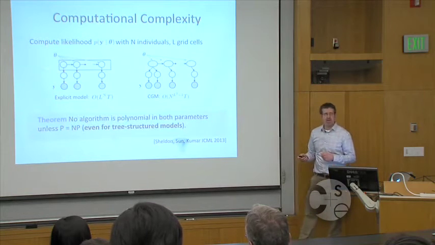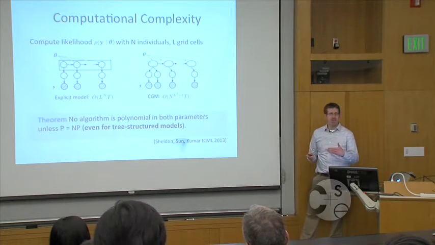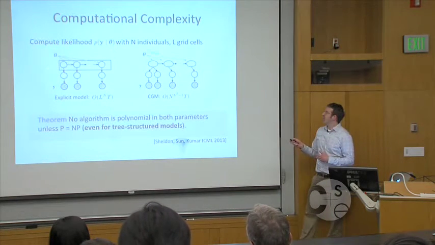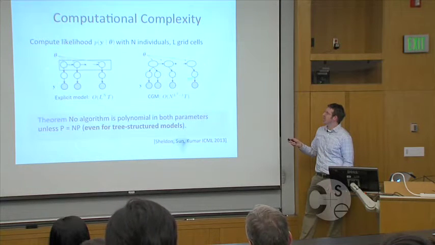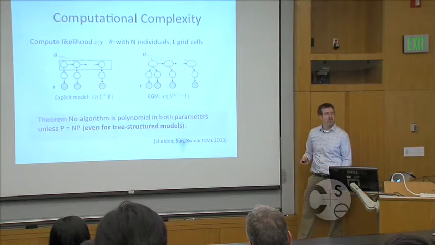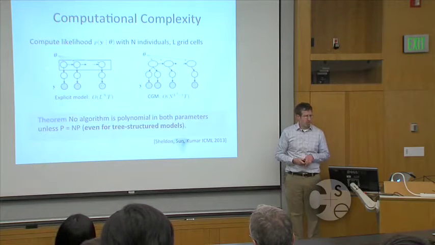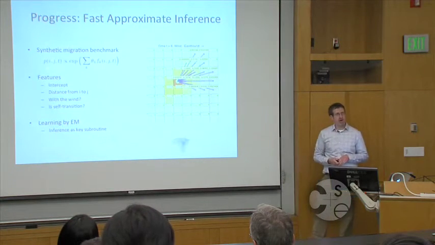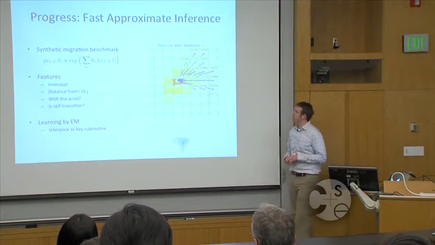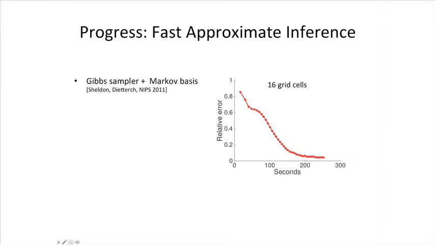Okay, so that's what EM is doing. And what I want to highlight there is that really the key subroutine here is this step of inference, or estimating these expected sufficient statistics given parameters and data. So the story is really about performing this inference. And so what can we do?